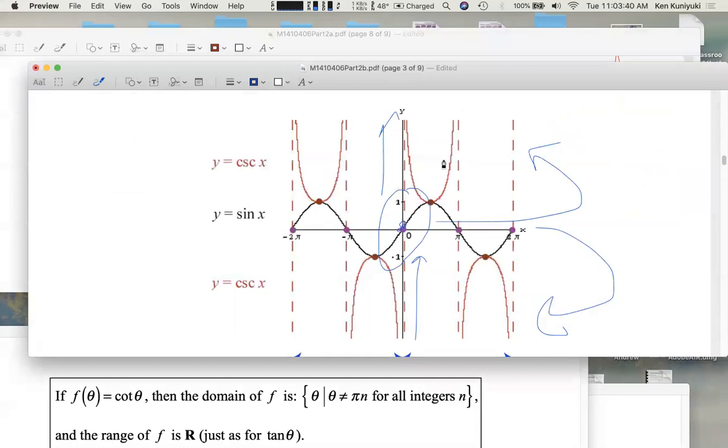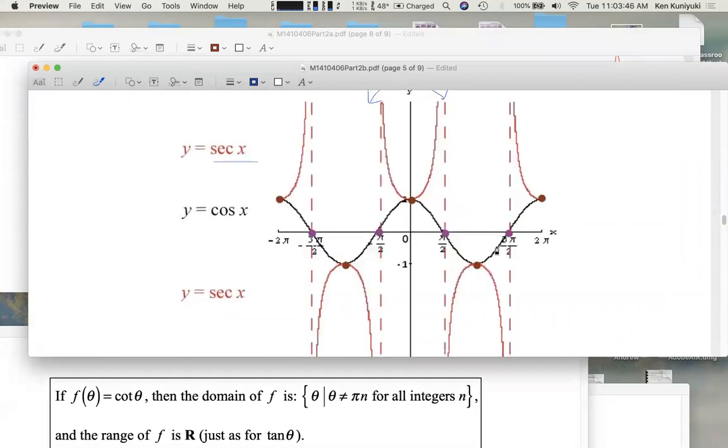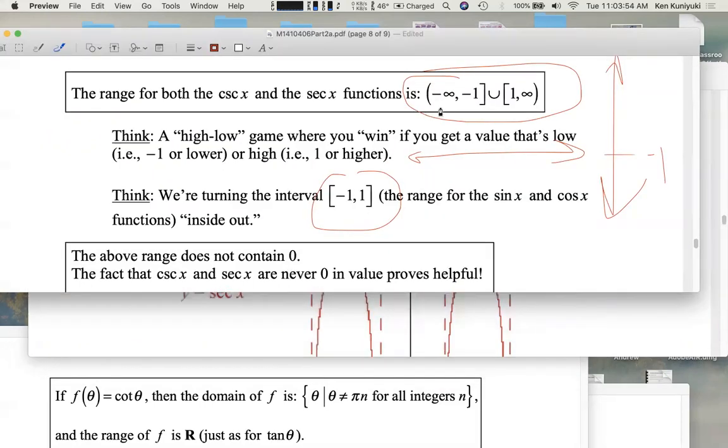Now, cosine and secant just give horizontal translations of these, but the picture with the y coordinates just translates over. So we have the same range for both sine and cosine, and the same range for both cosecant and secant. Again, it's the high-low game. Cosecant of x and secant of x have the same range. It's a union of two intervals, these positive values and these negative values.